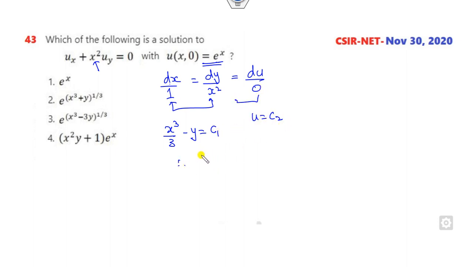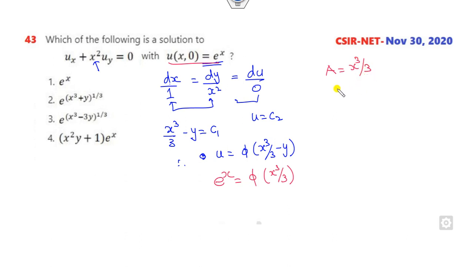So what is that? I can see u is phi of x cube by 3 minus y. Apply the initial condition, u is e raised to power x cube over 3. So if I consider a is my x cube by 3, what is my x? 3a raised to power 1 by 3. So this is phi of a. I can substitute the value of x as 3a raised to power 1 by 3.